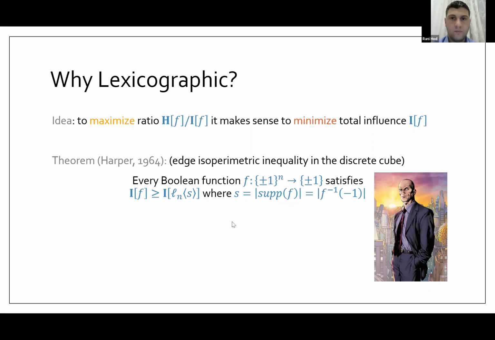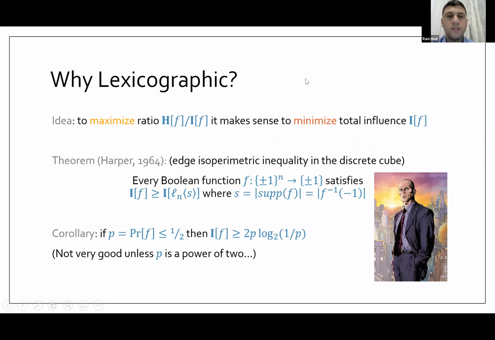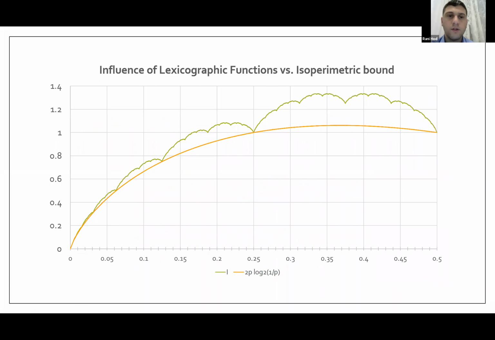And we can get some other bounds. This is not a very good bound. It's 2p log 1 over p. It's a good bound if p is a power of 2. It's not such a good bound if it's not. So the green line means the actual bound, and the orange line is the lower bound that we get from the 2p log 1 over p. But we're going to use the actual values.